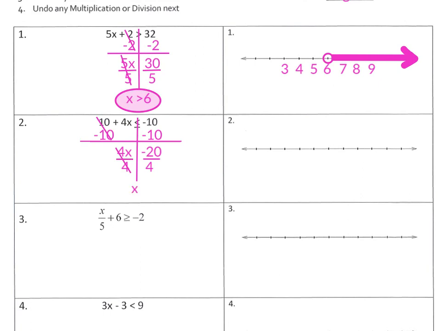So then we bring down the inequality. So x is less than or equal to that negative 5. And then that's our answer. So now for number 2 on the number line, I have to plot these numbers. Now remember negatives when we talk about negative 5 being in the middle.